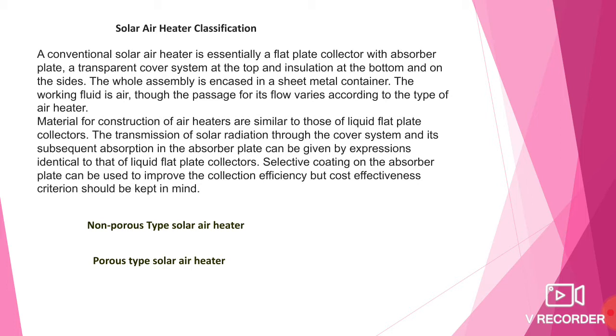Then the selective coating on the absorber plate can be used to improve the collection efficiency, but cost effectiveness criteria should be kept in mind. So, here we will discuss the two types of the solar air heaters. The one is the non porous type air heater.